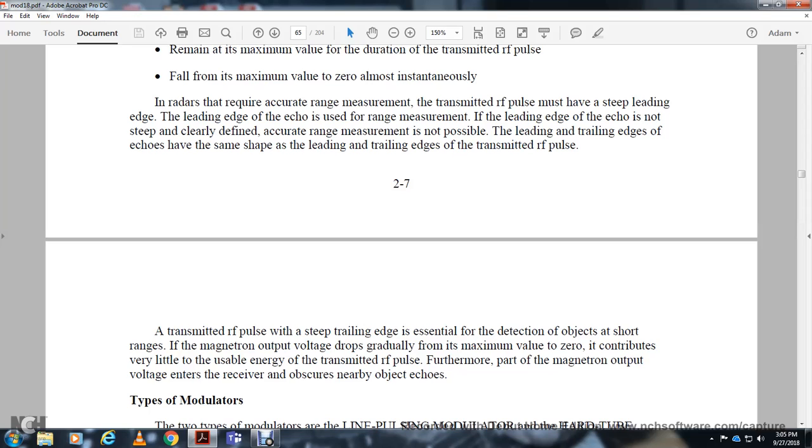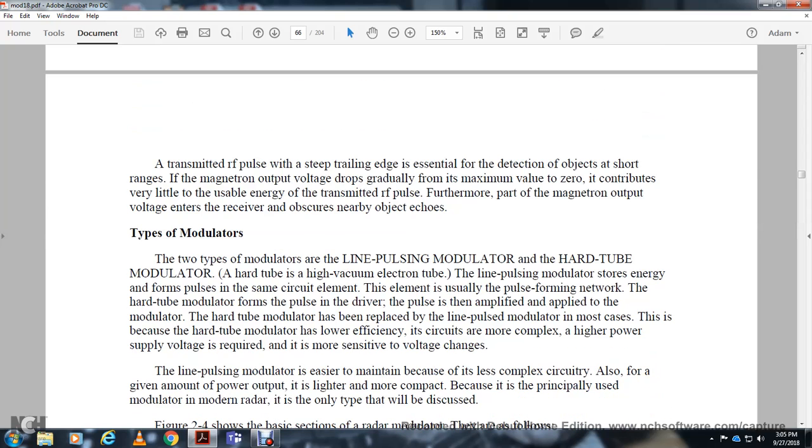Furthermore, the magnetron output voltage at the input of the receiver can obscure nearby object echoes. Types of modulators.